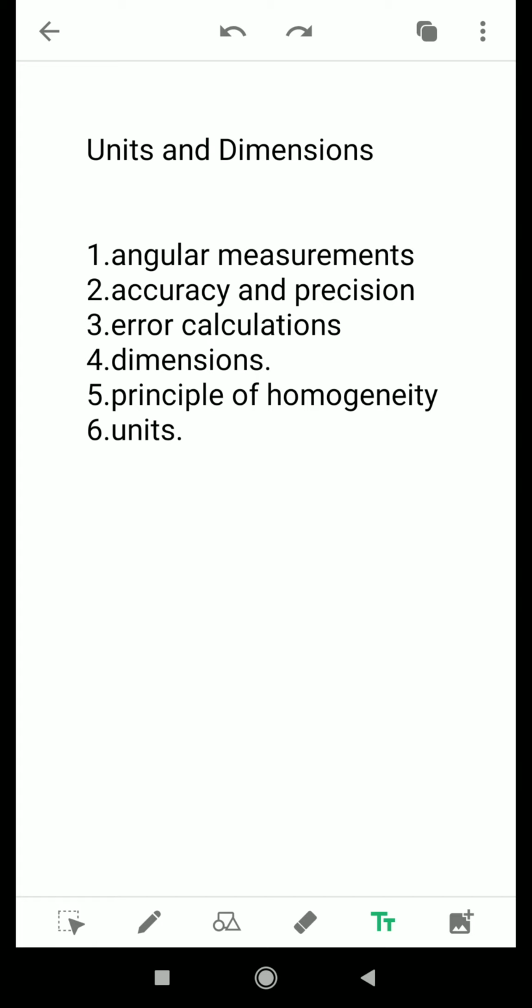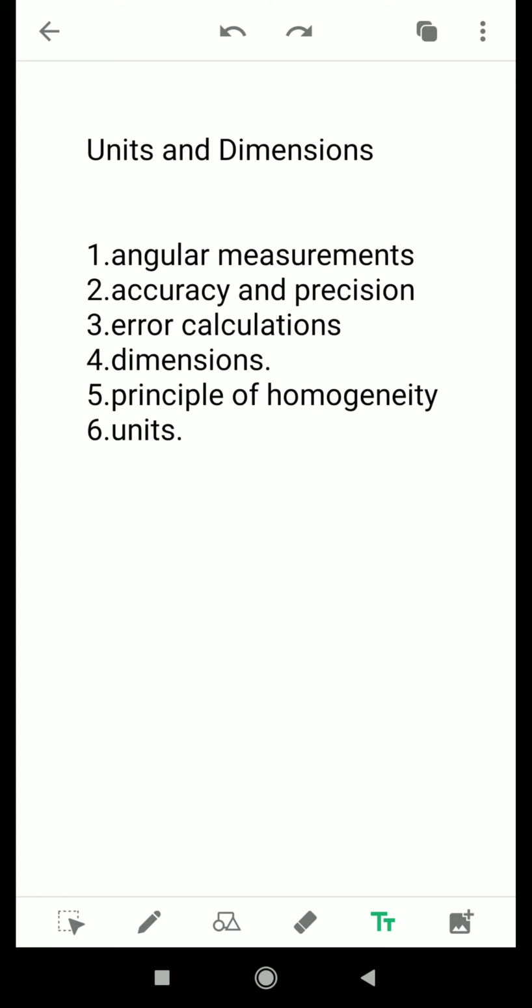In this chapter, I am going to teach you first about angular measurements, accuracy and precision, error calculations, dimensions, principle of homogeneity and units. If you know well about the dimensions, you can easily differentiate between formulas and relations, whether they are dimensionally correct or incorrect. So let's start.